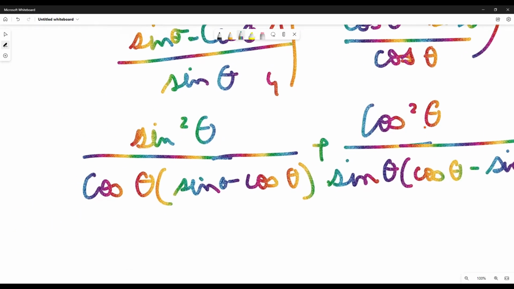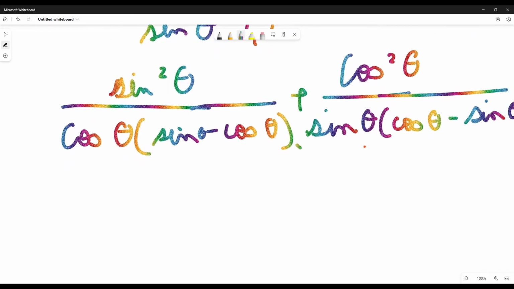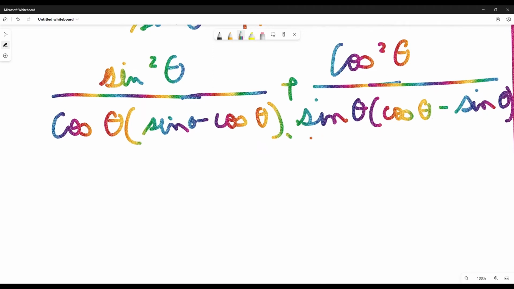Here we have sine, here we have cos, here we have cos, here we have sine. So the first thing I can see is that if we take the LCM, it would come out to be something. So let's just take out the LCM because we have no other option. Firstly we will simplify this. If we have to take the LCM, we will multiply sine with sine square theta and cos theta with cos square theta, this thing and this thing, right?